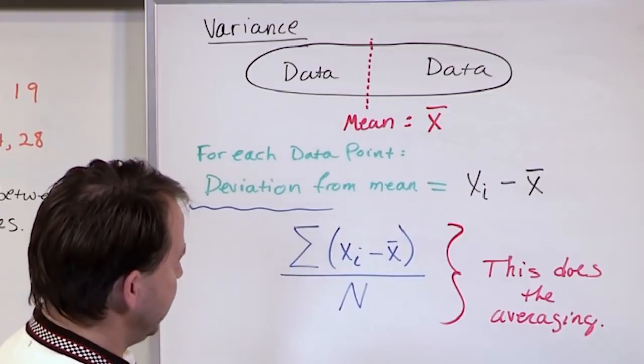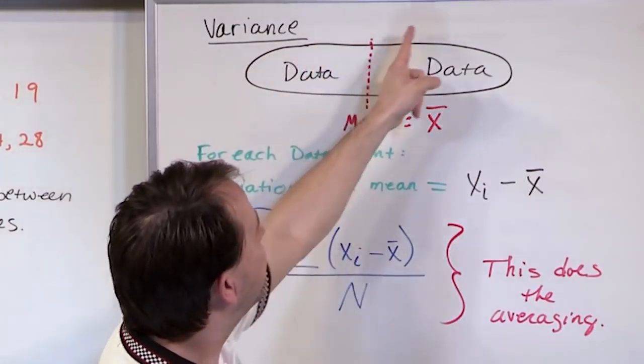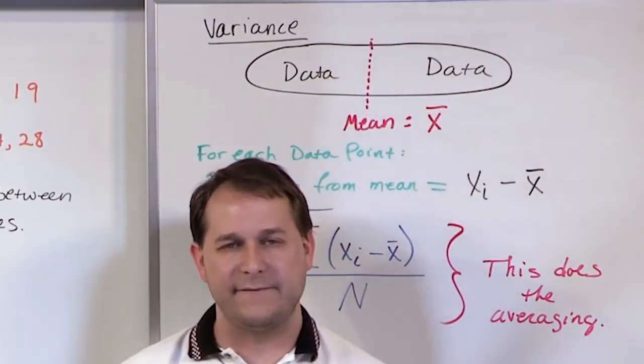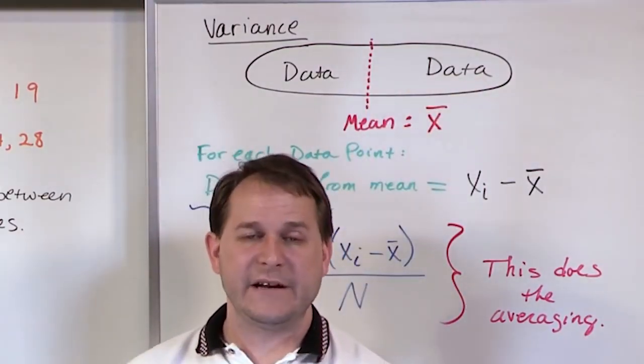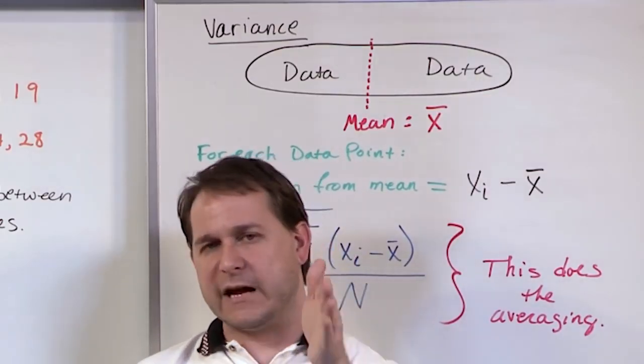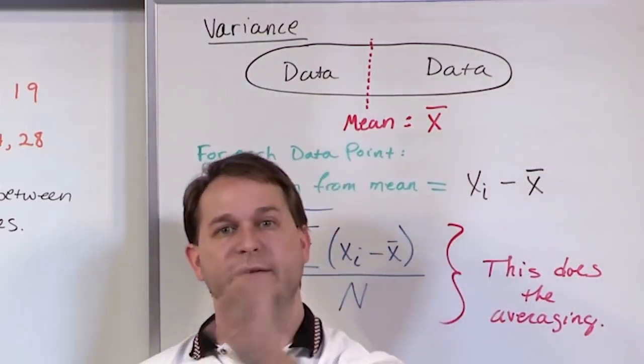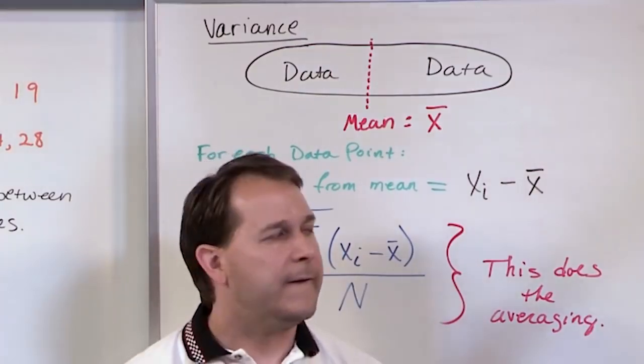The problem is, notice that we have data on the left-hand side of the mean and data on the right-hand side of the mean. You're always going to have that because the mean, by definition, is kind of like the center of your data set. It's a calculated value that is at like the center of gravity of your data set. There are some points below it and some points above it. That's always the way means are, right?